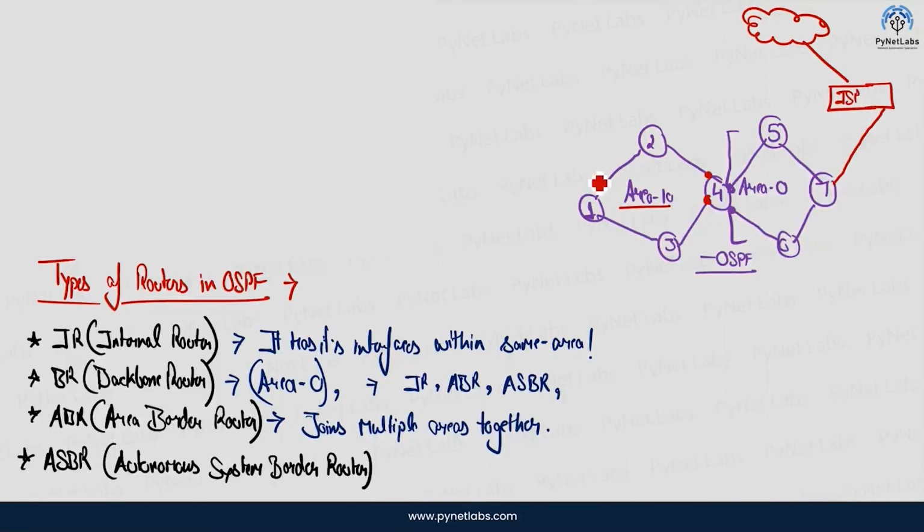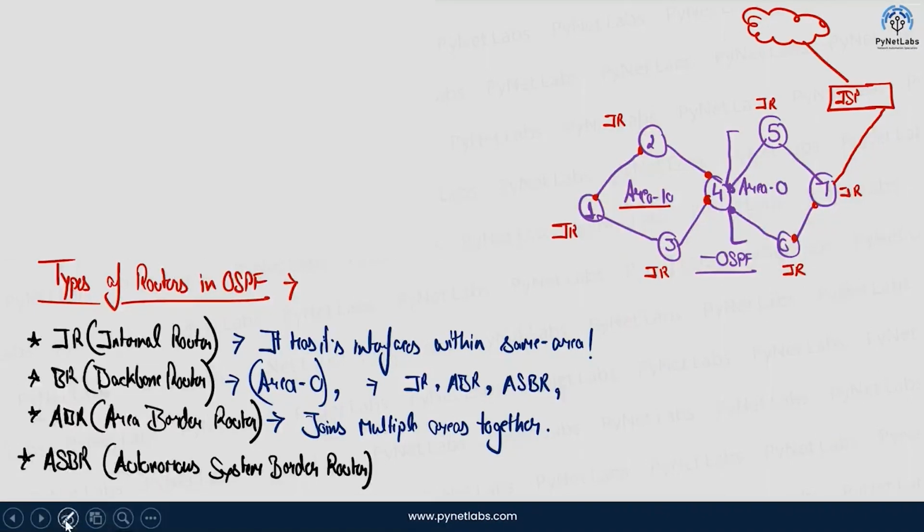Now in this scenario, you can see router 1 and router 2 are both forming neighborship within one single area, which is area 10. So that means router 1 is IR, router 2 is acting as IR, router 3 is also acting as an internal router, and router 4 is also acting as IR. 5 is also acting as an internal router. This is also IR, this is also IR, which means all the interfaces are within the same area.